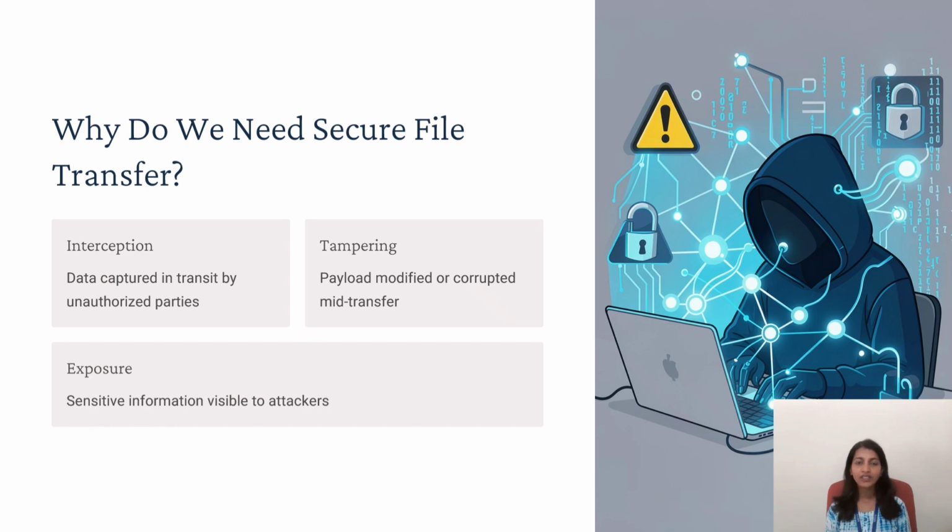There are three major risks in normal file transfer. The first risk is interception. This happens when unauthorized people or hackers capture the data while it is being transferred. If the data is not secure, attackers can easily access sensitive information.